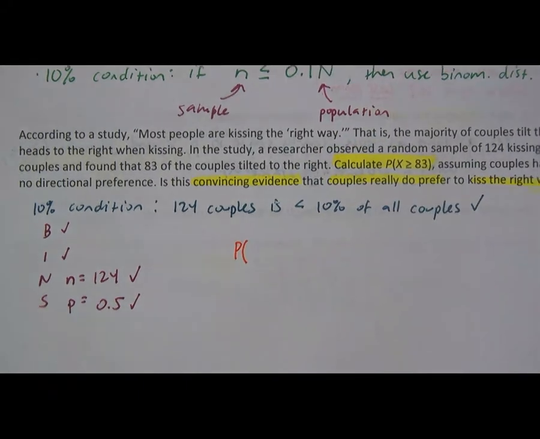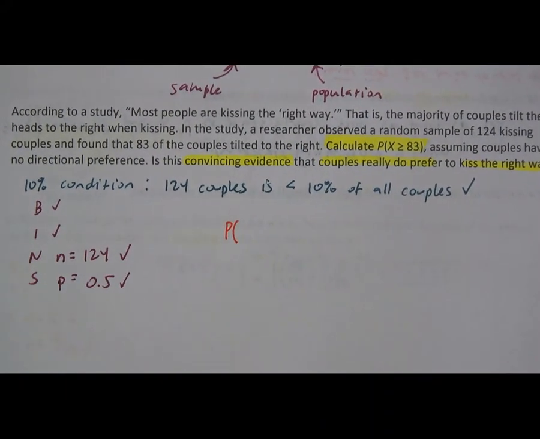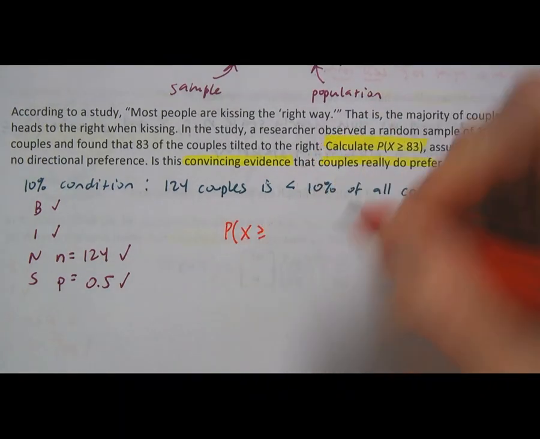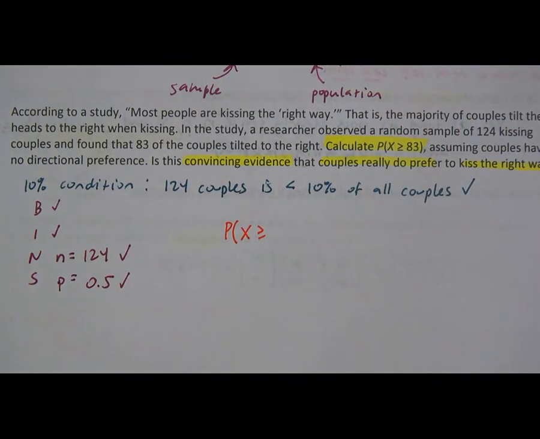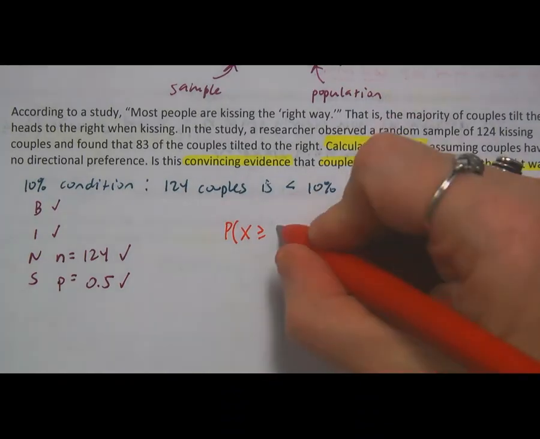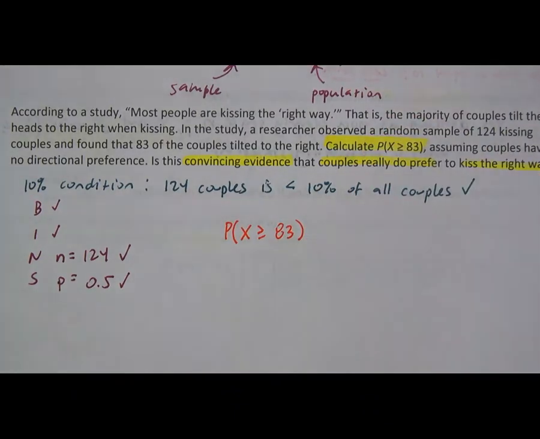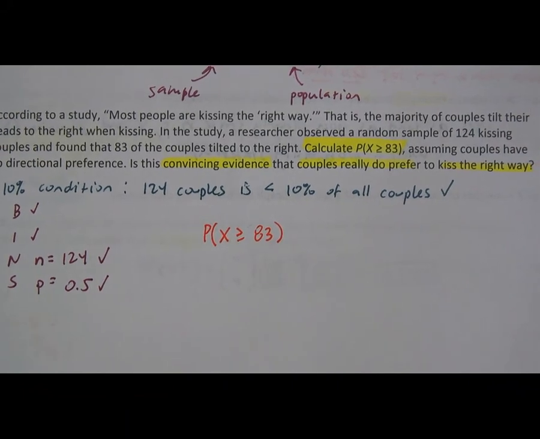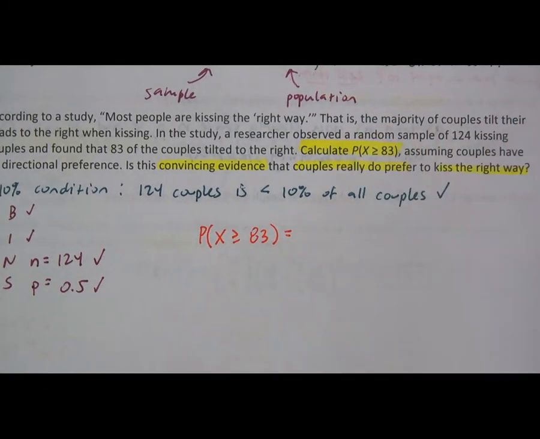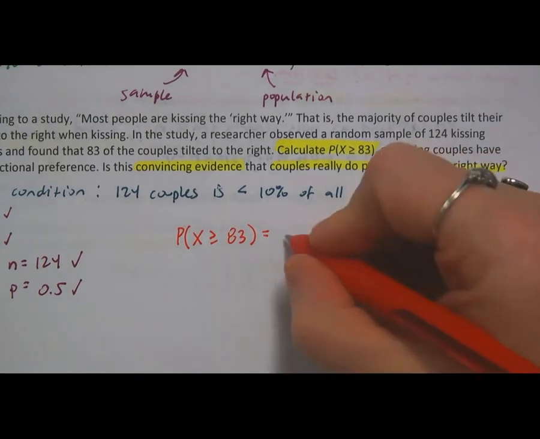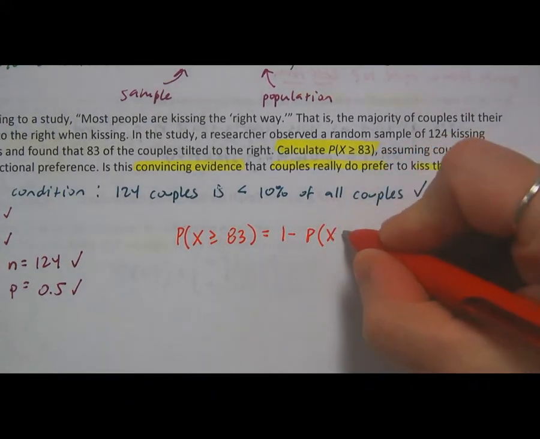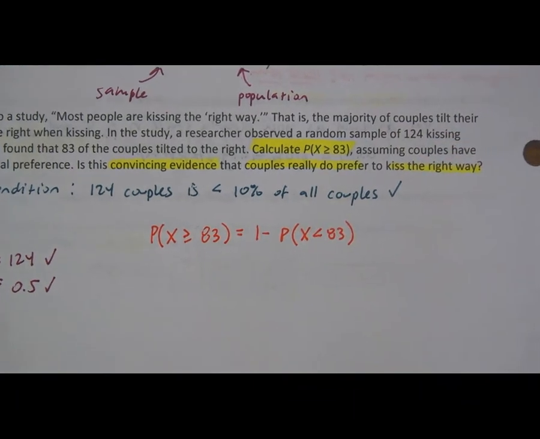Alright, I'm moving on. Give a room full of teenagers a question about kissing. I want to know the probability that that same result happens again, that either 83 or even more than that couples, or 83 successes, if you will, out of 124. So remember, your calculator can handle this, but for the greater than, we have to do the complement of that, which is 1 minus the probability that less than 83 couples tilt their heads to the right.